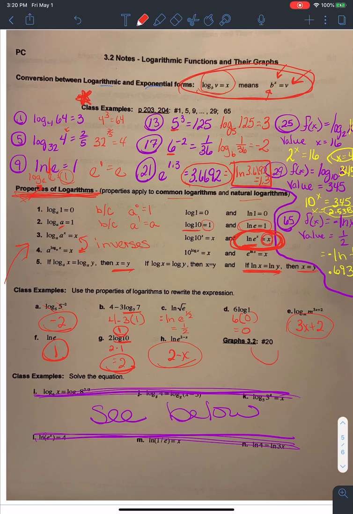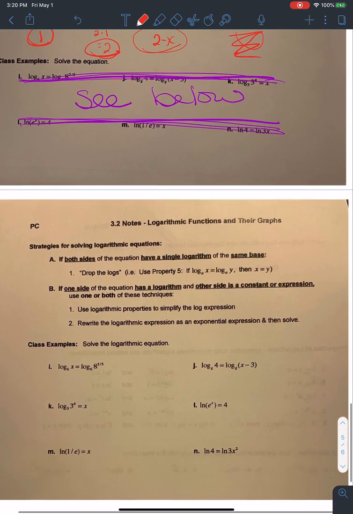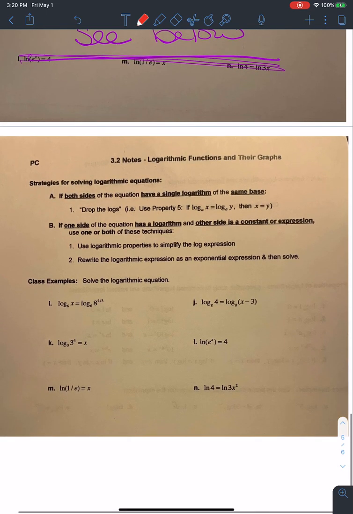Okay, I'm going to skip this one here, and we're going to hop down and see how we do some solving using these properties. Here's a couple hints for you. Strategies for solving: if both sides of the equation have a single logarithm and the same base, this is your best case scenario. You're just going to drop off the logs and solve.